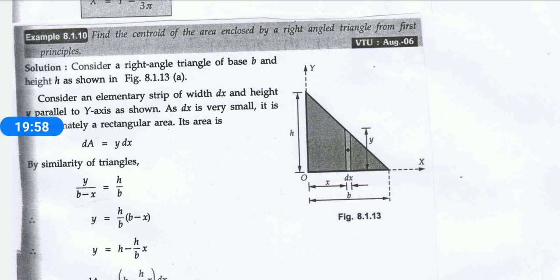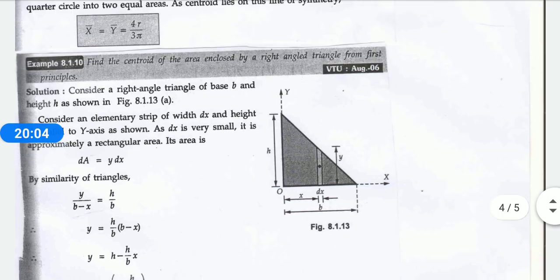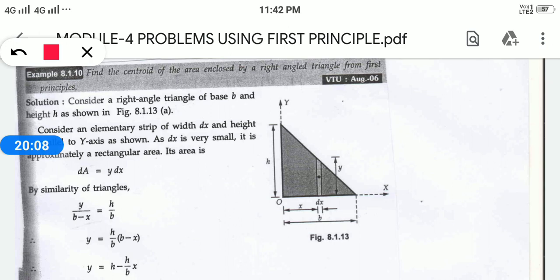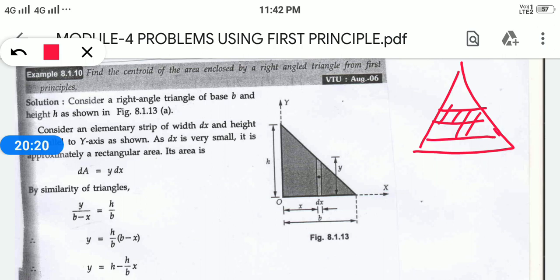Now we'll move to the next problem, that is, find the centroid of the area enclosed by a right angle triangle from first principles. So I'm considering the elemental strips, same as in your previous problem. The only change between your normal triangle and this triangle is that for your normal triangle we had taken an elemental strip like this. When you take it like this, what will be your formula?